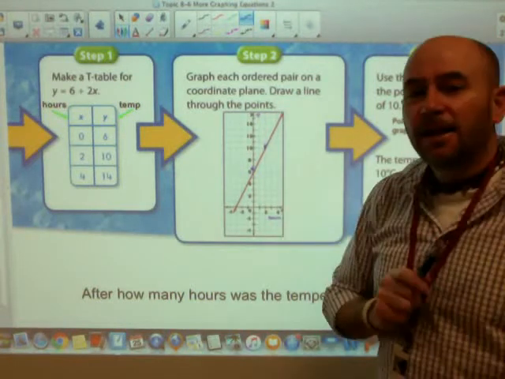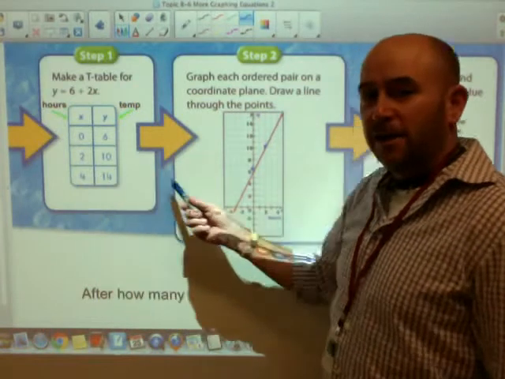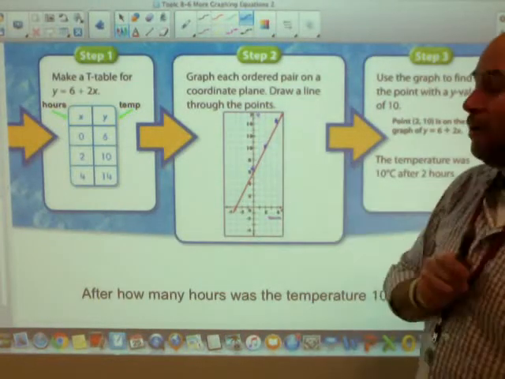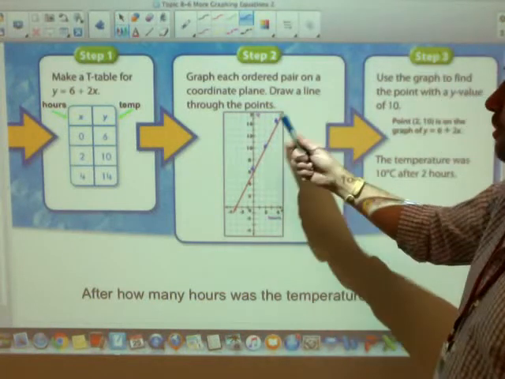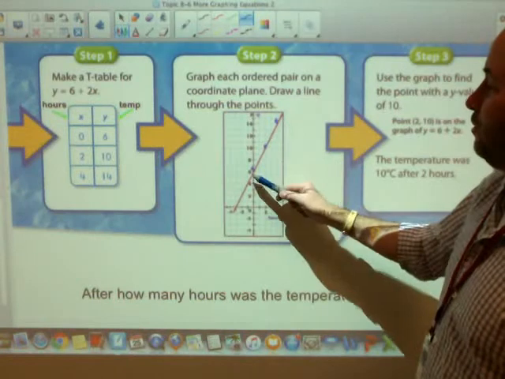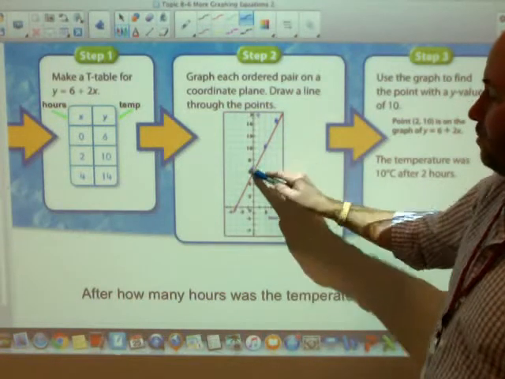All right? And then we have our temperature, we have our hours at 4, and we would rise up to 14, and we would be right there. And so now we've used our equation with 2 operations, and we've established our points, and we draw our line to connect them right in there.